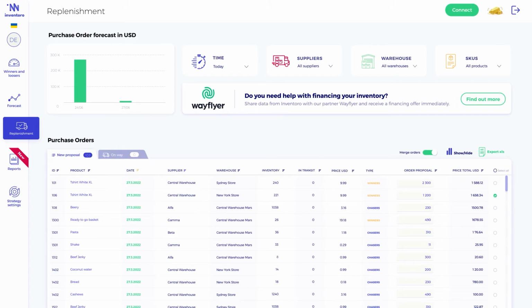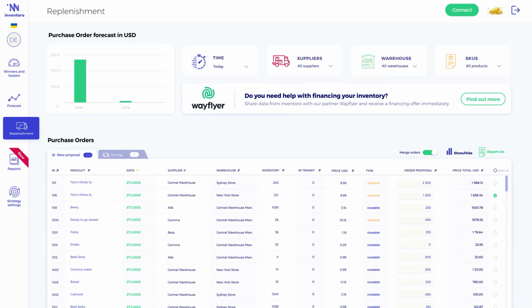Let's look at our purchase forecast graph. It shows you how much you will need to order in the upcoming days, so you can plan your cash flow better. You can also filter optimal replenishment suggestions by time period, by supplier, by warehouse, and even by SKU. Just use the desired combination of filters by selecting from the drop-downs and see what you should order.